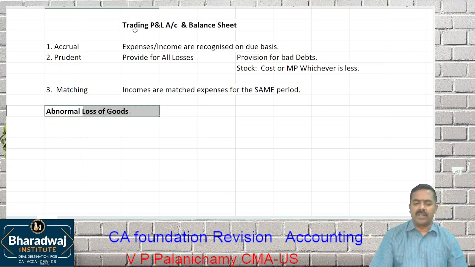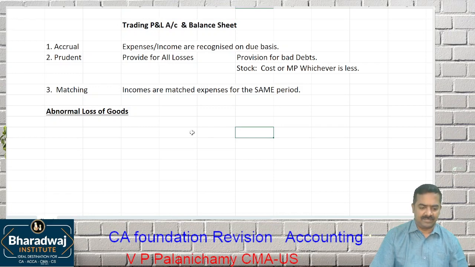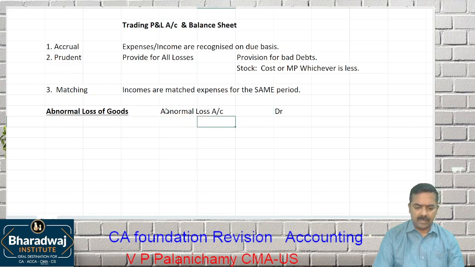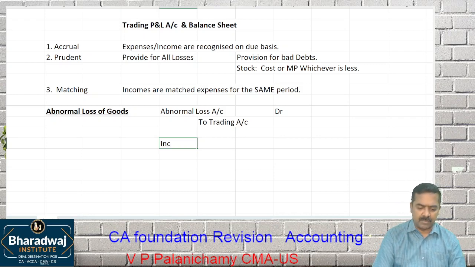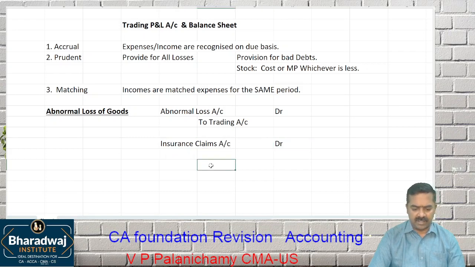How to treat abnormal loss while preparing a trading P&L account and balance sheet? First, you recognize the loss in trading account. Abnormal loss account debit to trading account. Abnormal loss account debit to which account? Trading account. Then, after adjusting the insurance claims, we'll charge the loss to which account? P&L account. Insurance claims account debit to abnormal loss.